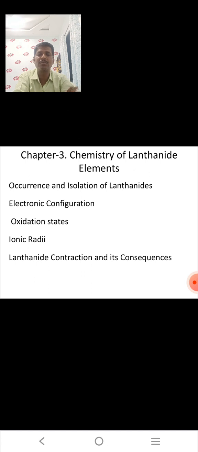And the last one is the most important point. Definitely, in the maximum number of examinations they will be asking to write a note on lanthanide contraction and its consequences. So what is the concept of the lanthanide contraction? What are the causes of the lanthanide contraction and what are the consequences of the lanthanide contraction? These are the most interesting and important points in this chapter.